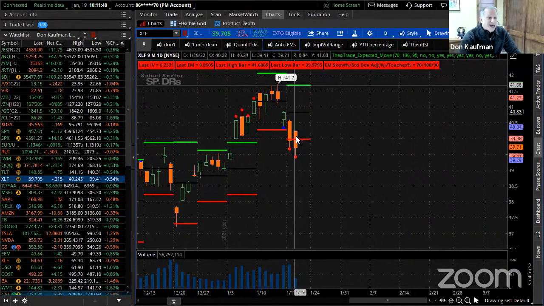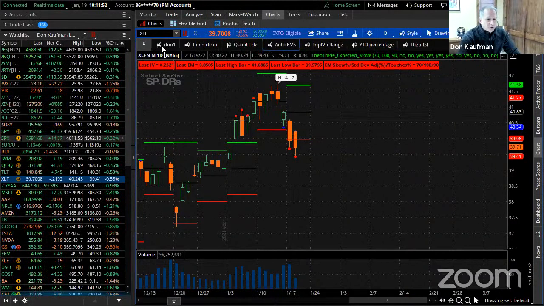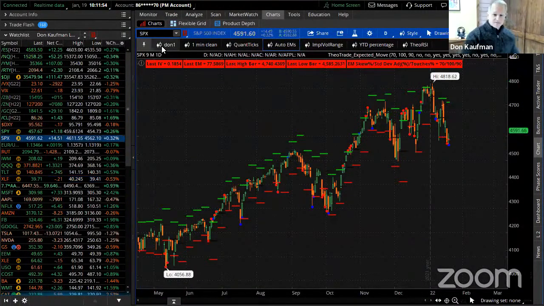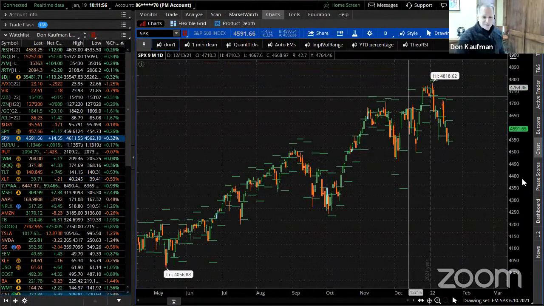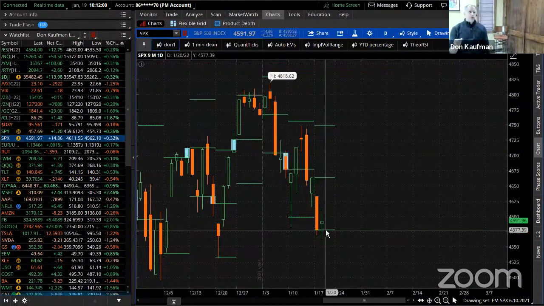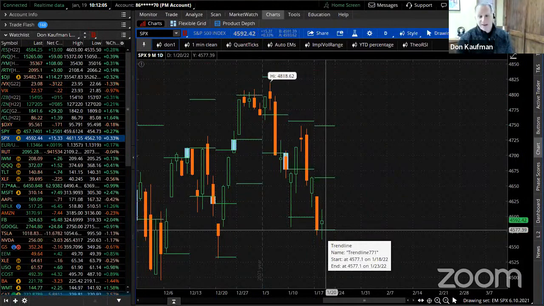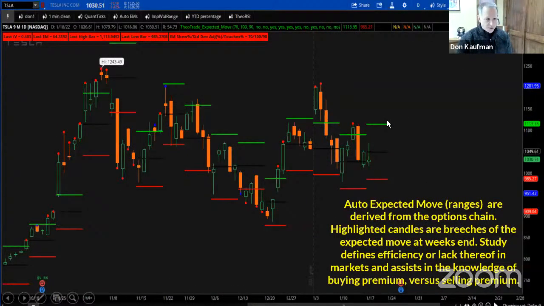And right now it's at a breach. And you're like, that's kind of interesting. Yeah. Find it even more interesting when you look at the S&Ps. The S&Ps right now, they are on it. We are ready to breach the lower edge, which means that's when things get crazy in a marketplace. Anyway, that's what the expected move indicator can do for you.